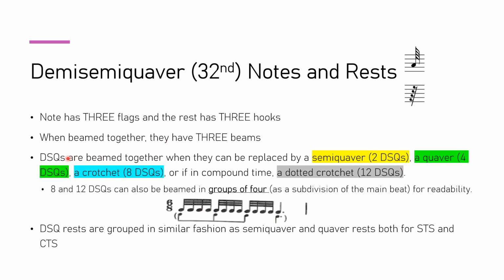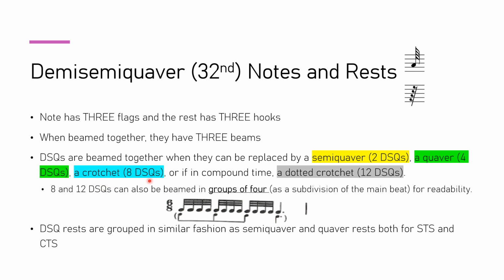Like I was saying, the demisemiquavers, or what I call the DSQs, how to know when to beam them is when they can be replaced, number one, by a semiquaver. This is for simple time signature, right? So if you have two demisemiquavers together, you can beam them because those two can form a semiquaver. The same thing when you have four demisemiquavers, you can beam them because they can form a quaver. That's in simple time. When you have 8 DSQs, you can also beam them because they can form a crotchet.